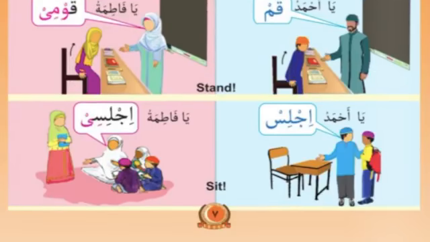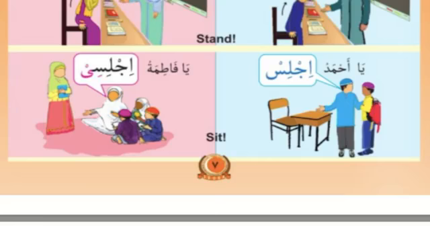Okay, let's move on to the next one. And here on the right side, we have two friends, two students. And the student in the blue shirt is asking his friend, whose name is Ahmed, to sit down. When he is commanding Ahmed, who is a male or a boy, he said, Ijlis, sit down. So he says, Ya Ahmadu, Ijlis. O Ahmad, please sit down.